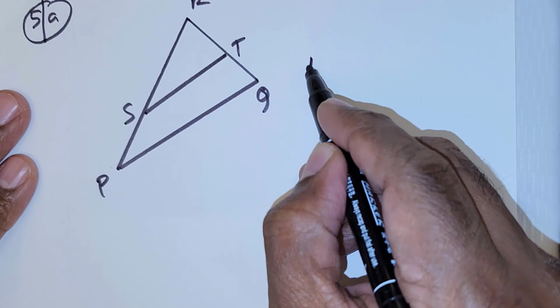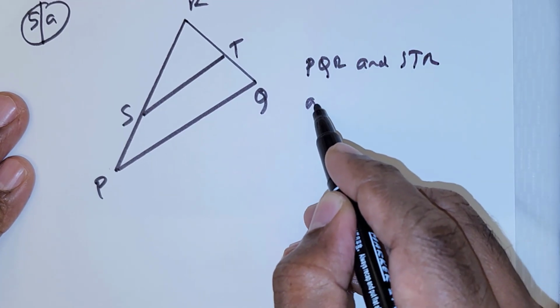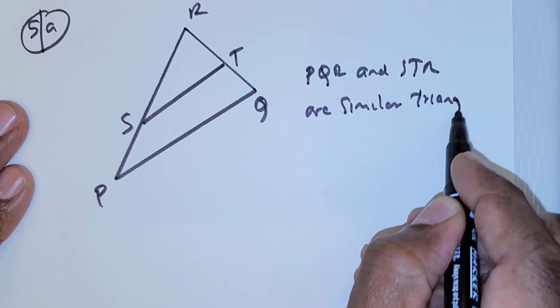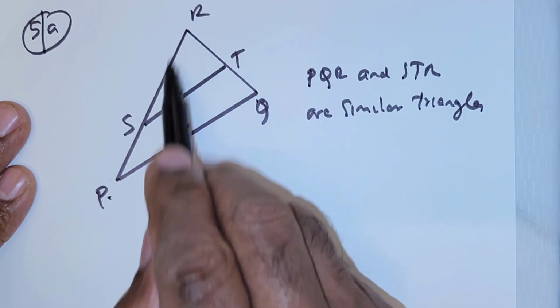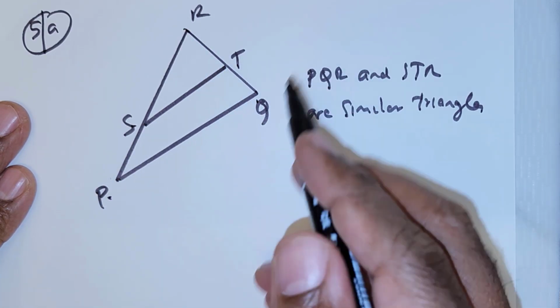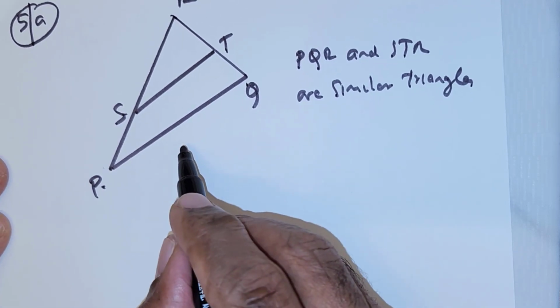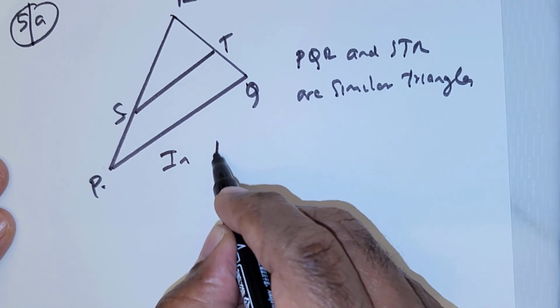It is given that PQR and STR are similar triangles. So PQR and STR. Now with this information they are asking us to fill up. So this is the fill in the blanks they are giving us.